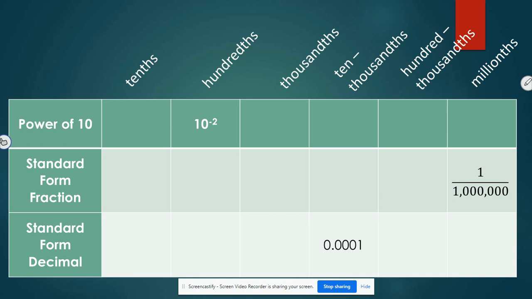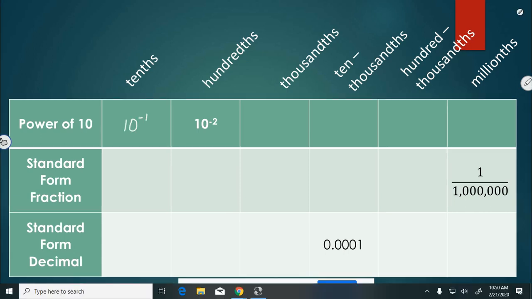So 10 to the negative second is hundredths, 10 to the negative first is tenths, 10 to the negative third is thousandths, 10 to the negative fourth is ten-thousandths, 10 to the negative fifth is hundred-thousandths, and 10 to the negative sixth is millionths.